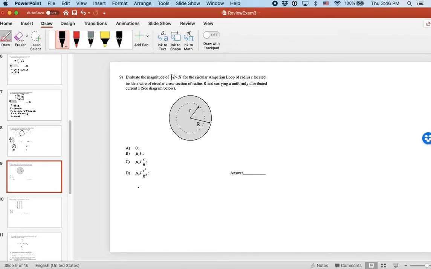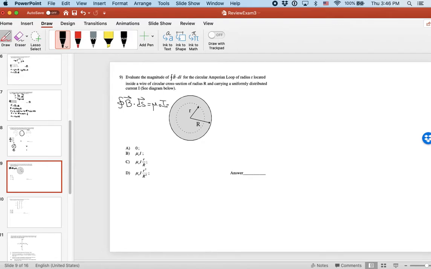Okay, so this question has to do with Ampere's law. And we can see that right here, the closed loop integral of B dot ds. So I'm just going to write Ampere's law: B dot ds is equal to mu naught I enclosed. So enclosed just means the current inside.